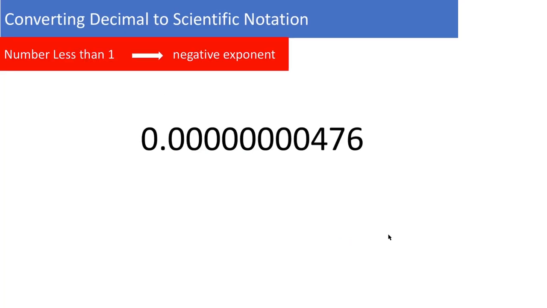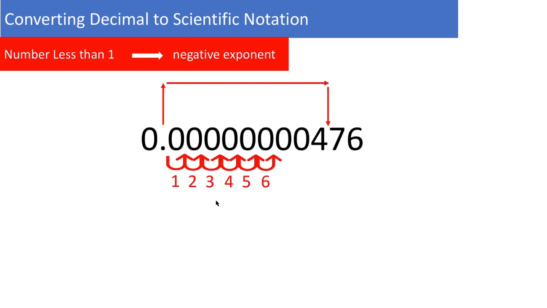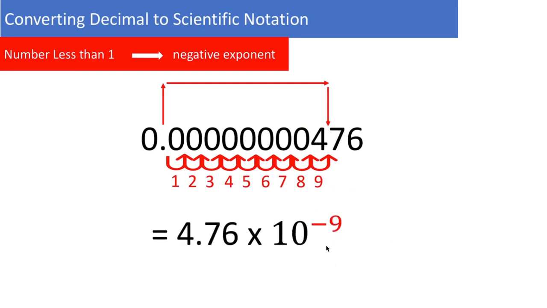Now if the number is less than 1, we end up having a negative exponent. This is less than 1, so I have to take this decimal point and move it in this direction to here. So 1, 2, 3, 4, 5, 6, 7, 8, 9. So I'm multiplying by 10 every time I move it here. So 10 to the power 9, then I have to put 10 to the power negative 9 to get back my original number.